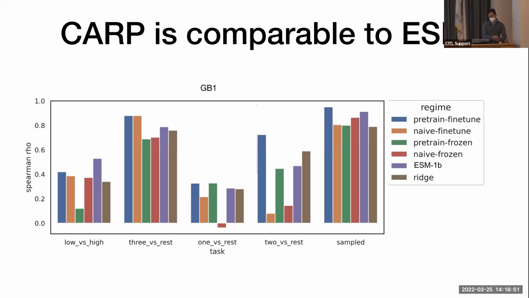And then purple is ESM1B with the transformer frozen, only the regressor on top is trained, and then brown is the ridge regression baseline. So for low versus high, ESM does really well. But for 1 and 2 versus the rest, you can see that CARP does slightly better than everything else. Actually, for all the other ones, you can see CARP is slightly better than everything else, sometimes without pre-training.